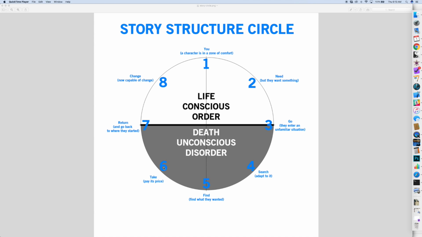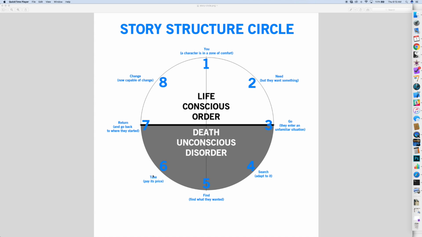Number 6 here, while he's going through this transformation, he's going to take what he wants. He's going to learn to use the Force, and he's going to become a very skilled pilot very quickly, and he's going to help the rebellion. But to do that, he's going to have to give something up.